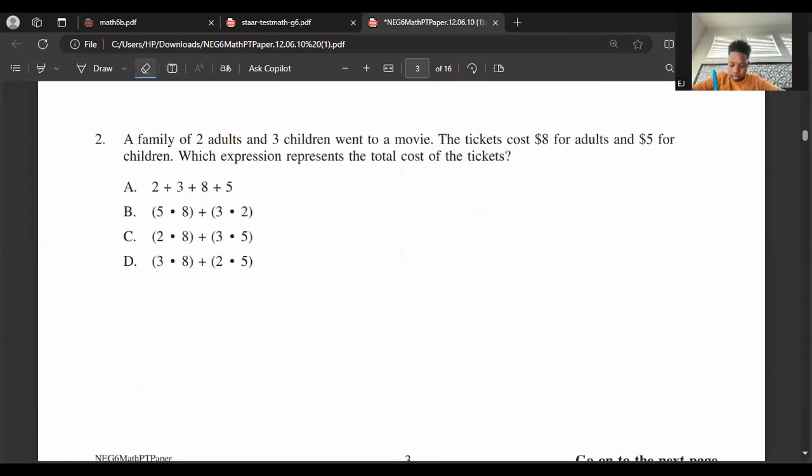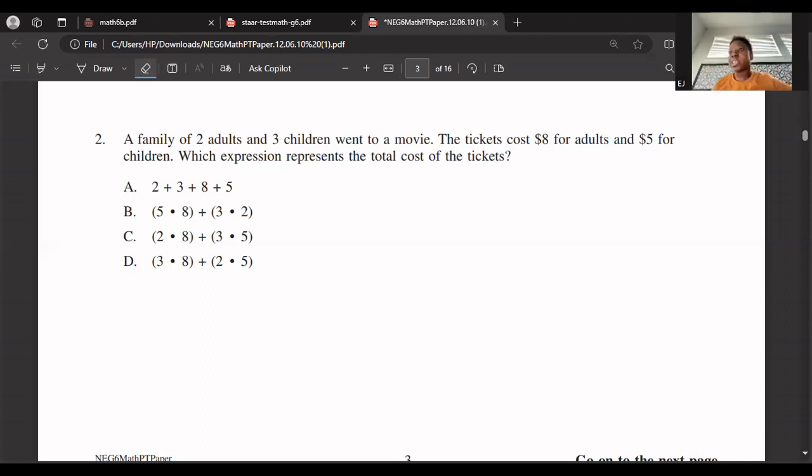Number 2. It says a family of 2 adults and 3 children went to a movie. The ticket costs $8 for adults and $5 for children. I don't understand. All right, this is how you work this out. Which expression represents the total cost of the tickets? Okay, now this is what you do. If each adult is $8, 5 adults will be what?